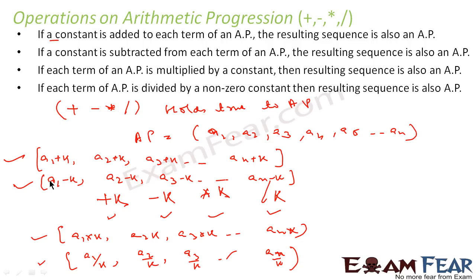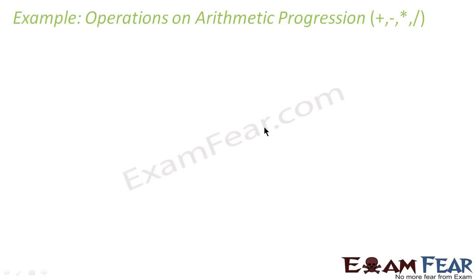That means in a given AP, if you add, subtract, multiply or divide any constant number from all the terms in the sequence, that sequence is still an AP. Examples to prove this. Let's take this AP: 1, 2, 3, 4, 5, 6, 7, 8. Here the difference is 1. Now let's first take the addition one. We'll add 2 to all.